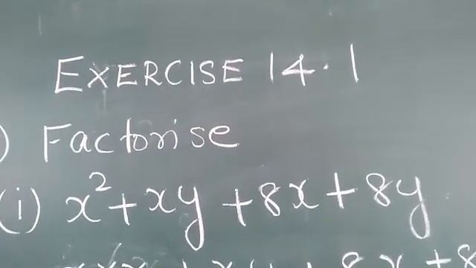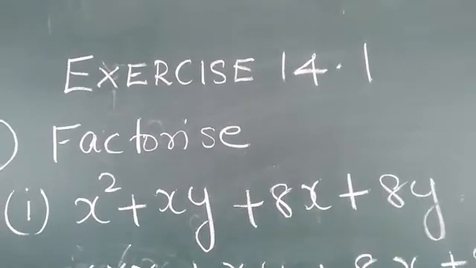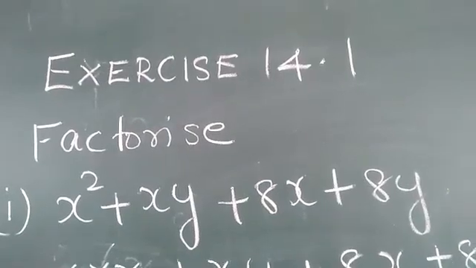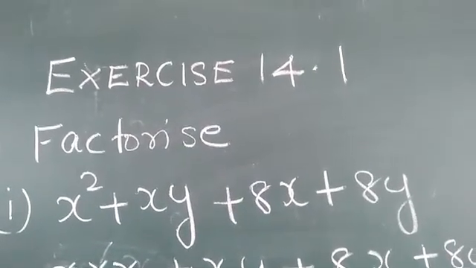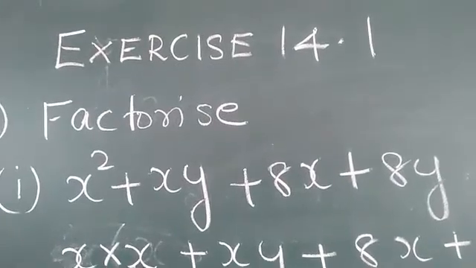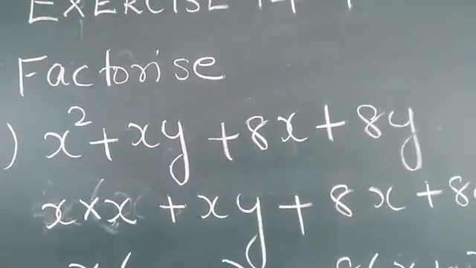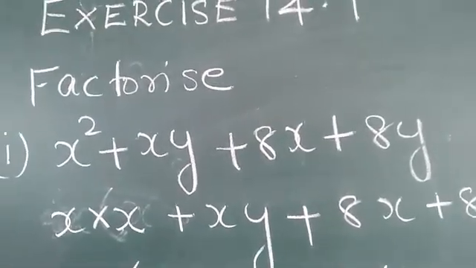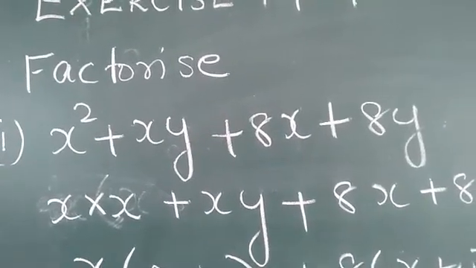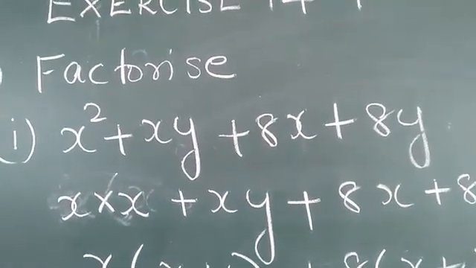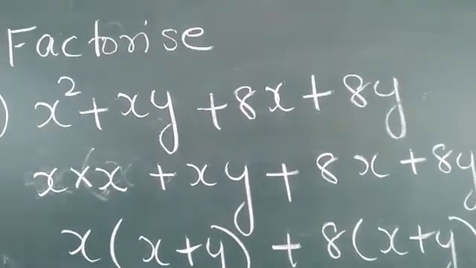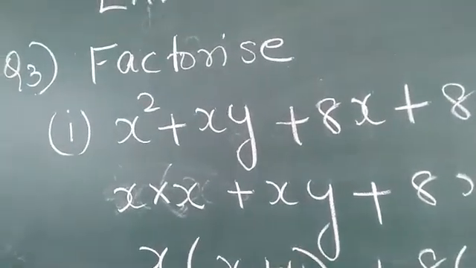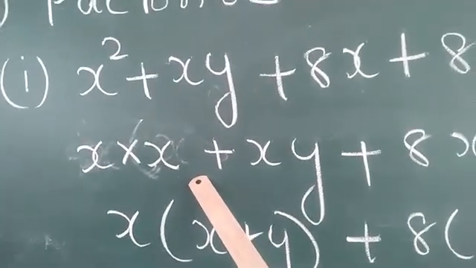x square means x into x. In xy, there is also x. Next term 8x, 8y. Which is the common factor? 8. So we can rearrange, no need to rearrange. As given we can write x into x plus xy plus 8x plus 8y. Here in x into x plus xy, which is the common factor? x is the common factor.